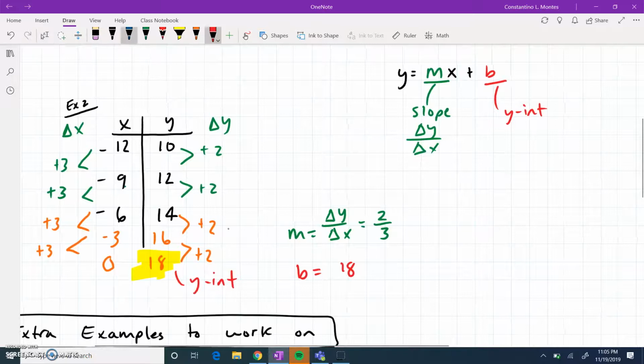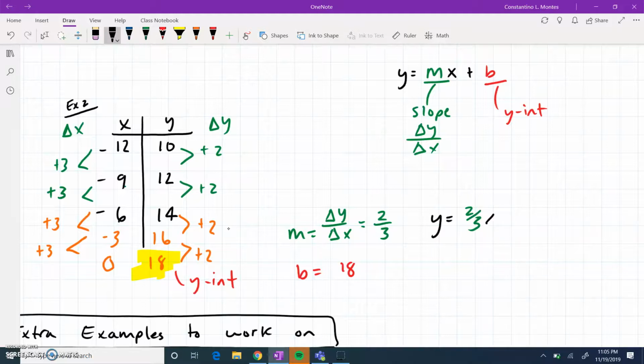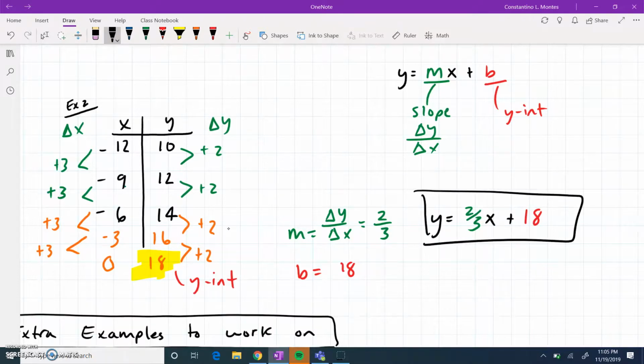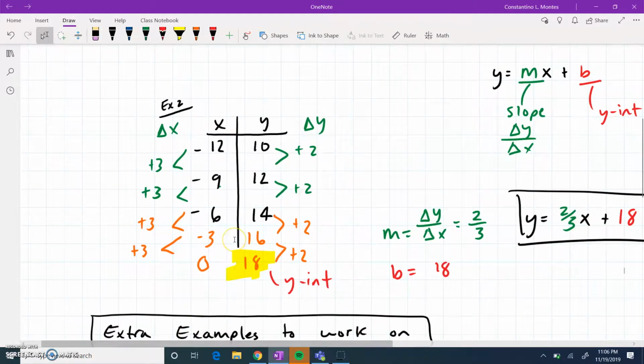But we have enough to write our equation. I have y, which is our dependent variable, equals 2/3 x, plus the y-intercept, which happened to be 18. And we now have our equation that represents our set of data. Pretty straightforward, pretty simple. We're giving you guys pretty easy tables that work out nicely. They don't always do that, but in our case right now, as we're learning this new material, we'll keep it as straightforward as possible.